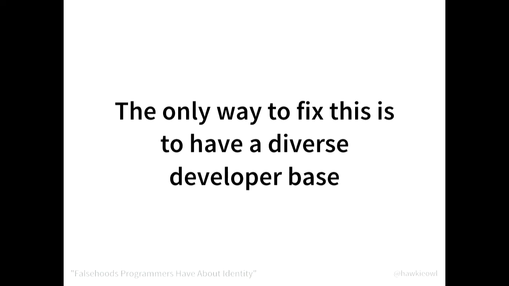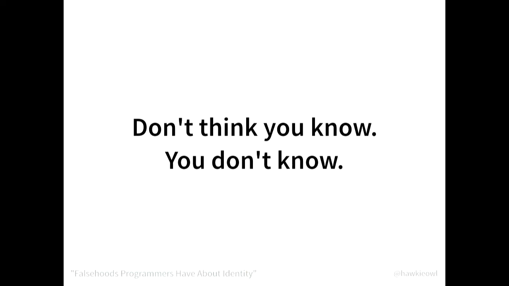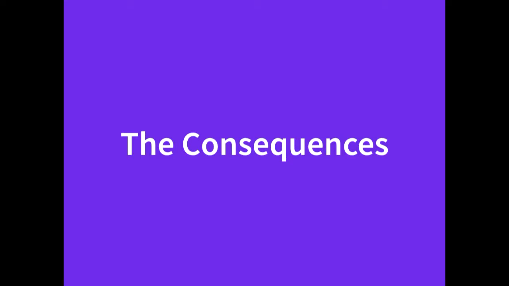The only way to fix this is to have people that can detect these things and have a diverse developer base. Don't think that you know. I don't know. You don't know. Only by collective, basically everyone, can we approach knowing. Now, what are the consequences if you get this wrong?